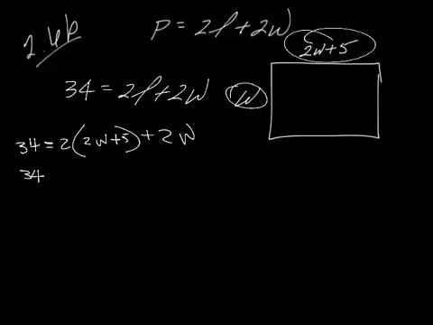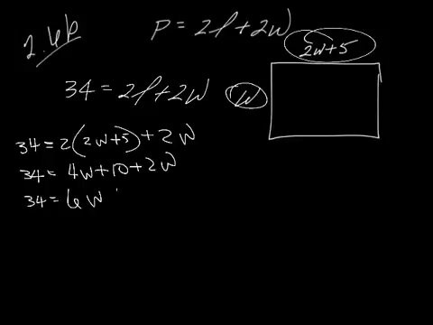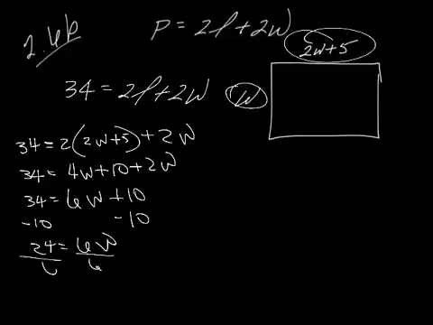And then we do the math. Distribute. We're going to add the W's together. Subtract 10, because we're trying to get the W by itself. So 24 equals 6W, divided by 6, divided by 6. Those go away. 24 over 6 is 4, so W equals 4. So we found that part of it.